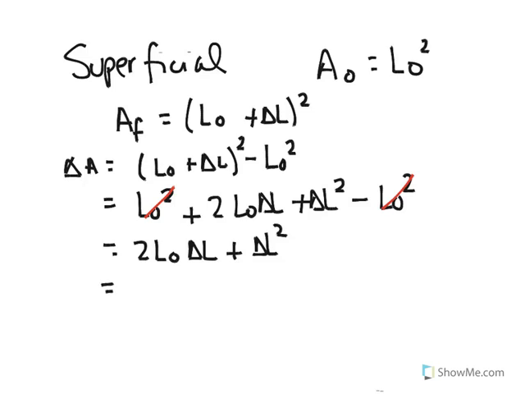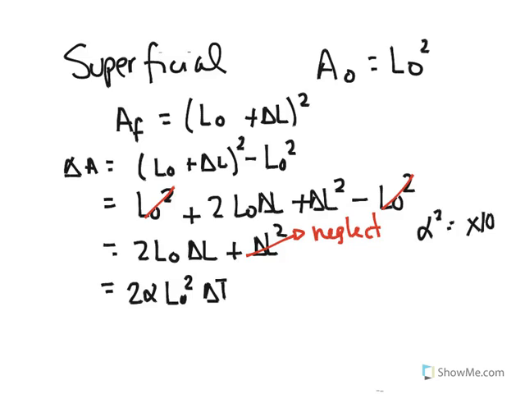Now 2 L0 delta L is going to be 2 alpha initial length squared times delta T, and the delta L squared term we can neglect because it is going to be alpha squared, which is times 10 to the minus 12. Since the other one was times 10 to the minus 6, it's going to be very, very small. So at the very end, the change in area is equal to 2 alpha initial area times delta T. And this is the superficial change.